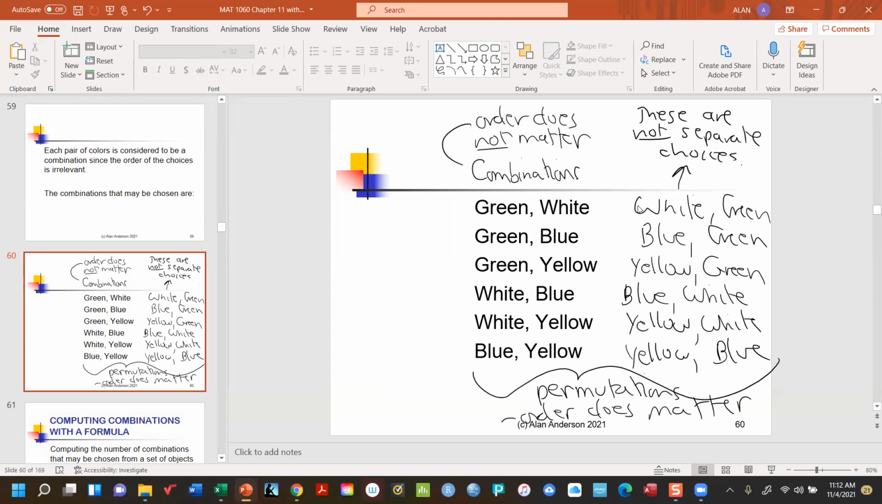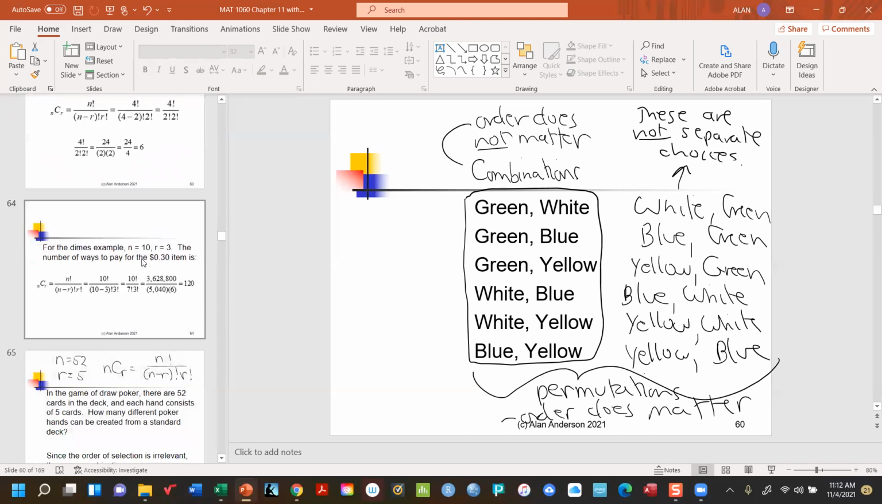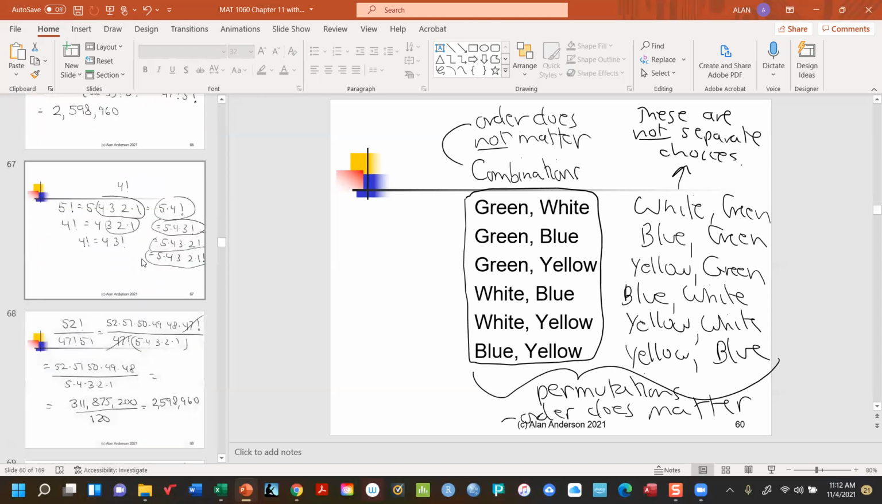And again, contrast this with the horse race. The horse race, the order really makes a huge difference. Here it does not. So these are all the combinations that we can create when we pick two objects, in this case, two colors from 4. All right, so here's the bottom line. Now, how does this affect the number of ways that we can make this selection?